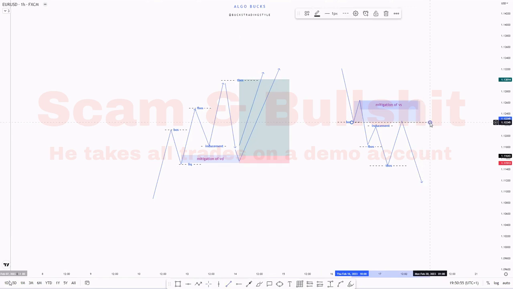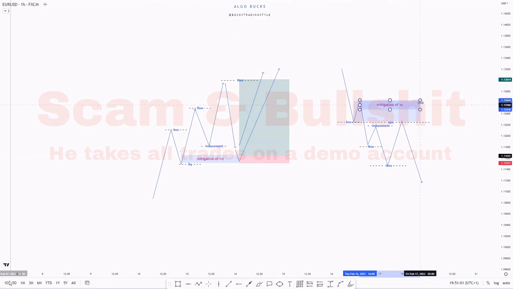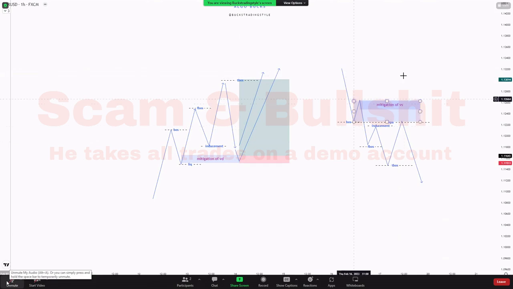So this is now EPA. Okay, price can do this, mitigate the whole supply zone, and then drop, failing to come to mitigate this valid supply. Do you understand this? Yeah. Okay, this is the manipulation setup.